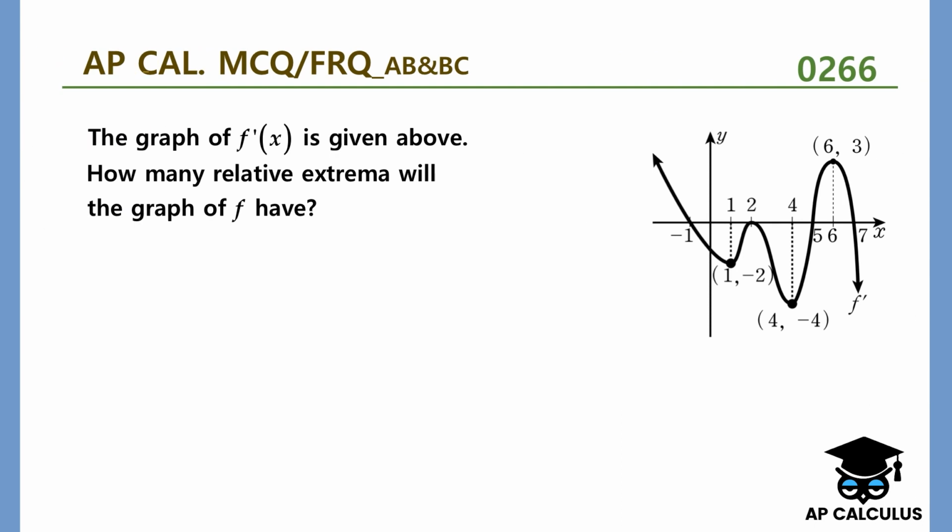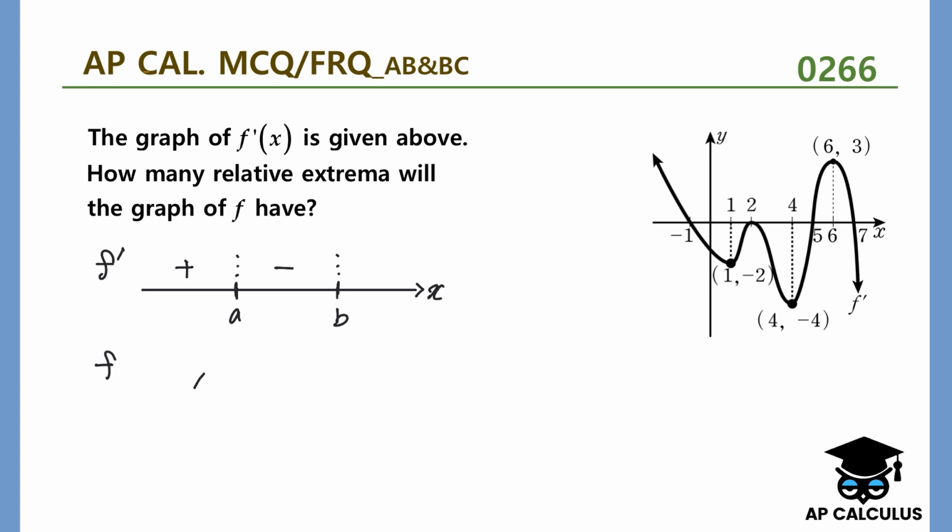Question 266. The graph of f prime is given above. Well, actually the figure is right over here. The question is how many relative extrema, minimum and maximum, will the graph of f have? Let's say we have this number line with critical points A and B. Here's A, here's B. If the sign of f prime changes from positive to negative, then we know that f has a relative maximum at x equals a.